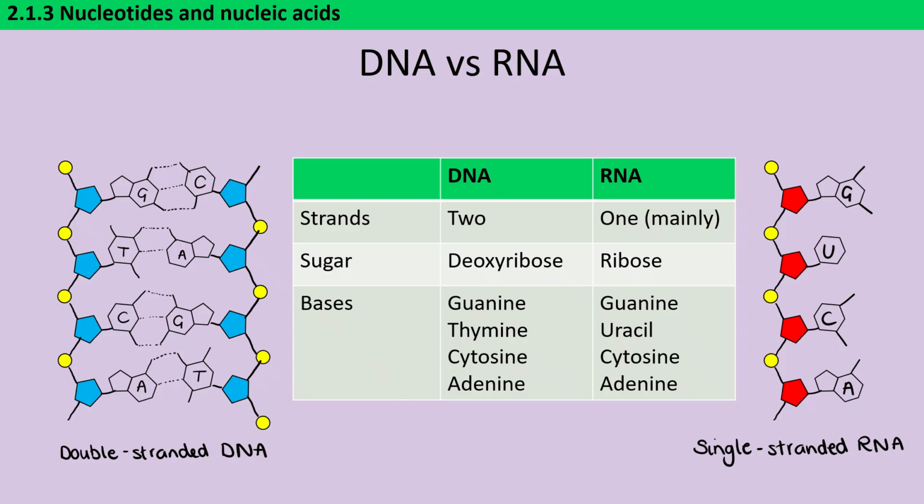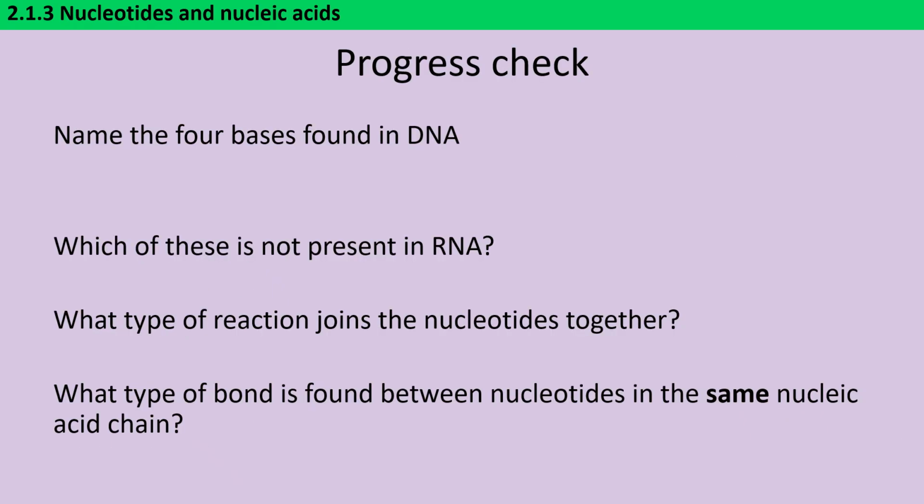So to summarise so far, DNA is double-stranded where RNA is mainly single-stranded. DNA contains deoxyribose where RNA contains ribose, and DNA has the bases guanine, thymine, cytosine and adenine, whereas RNA has guanine, uracil, cytosine and adenine. Pause the video and make sure you're confident answering each of these 4 questions.